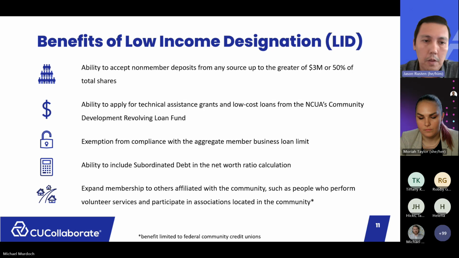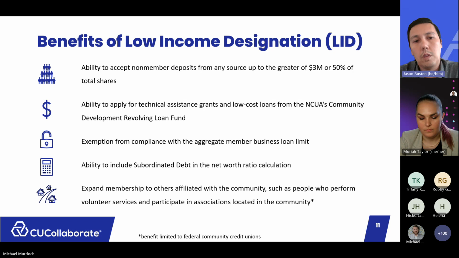The next benefit is exemption from compliance with the aggregate member business loan limit. And I would say, from our experience working with clients, this is probably the most frequent reason a credit union is seeking to obtain the LID or to retain it. If you have a healthy and growing commercial lending practice and would like to continue to see it grow, the low-income designation is key to enabling that continued growth.